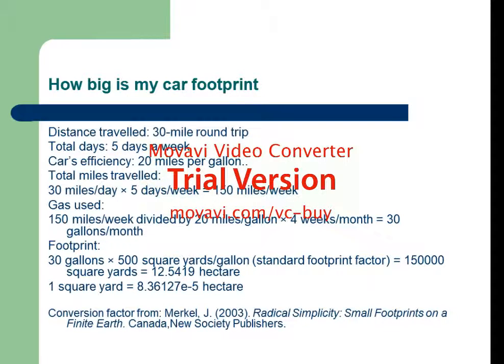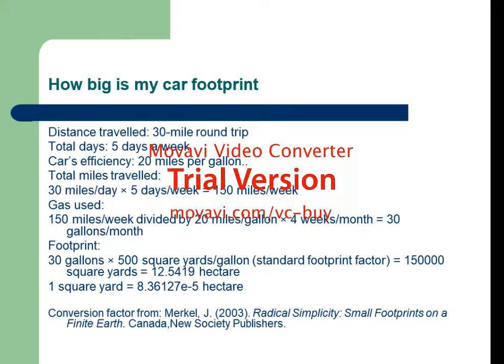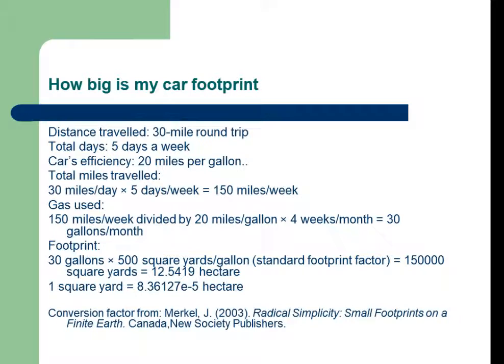Similarly, distance traveled here, 30-mile trip, 5 days a week. The difference is car efficiency is 20 miles per gallon. 30 miles per day multiplied by 5 days, 150 miles. However, we got the result is 12.5419 hectare at the end. The footprint is 12.5419 hectare by using the car.